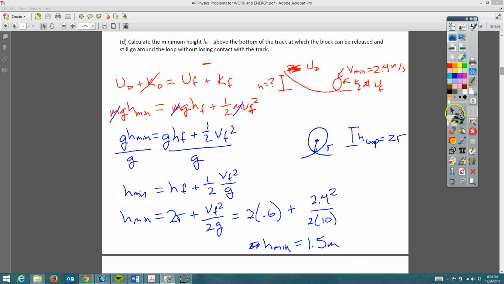In order to get points on this one, you would need to show the equation that we have right here. So there's 1 point. In order to get the next point, you would have to plug everything in. So there's that point, and then you need to have the right unit and the right answer. And that is 2010 Form B.